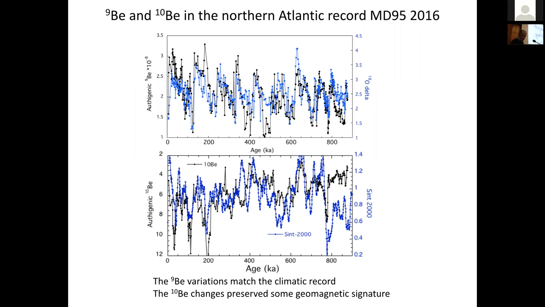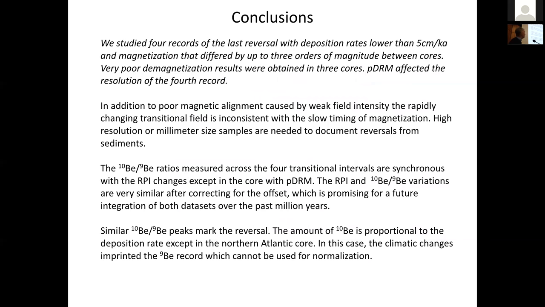It's a northern Atlantic core, so we can wonder whether some other cores would be affected the same way. We already have some other examples, another core from the Baffin Bay, which had exactly similar characteristics. So maybe we should more or less focus on the equatorial records and on northern ones. That's something that we are currently investigating also.